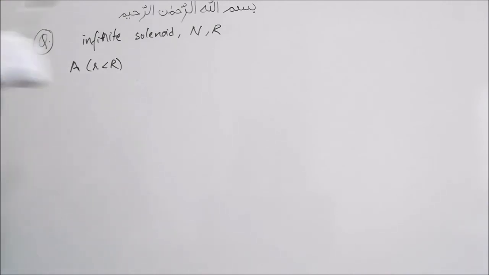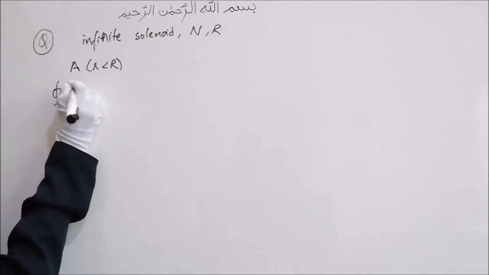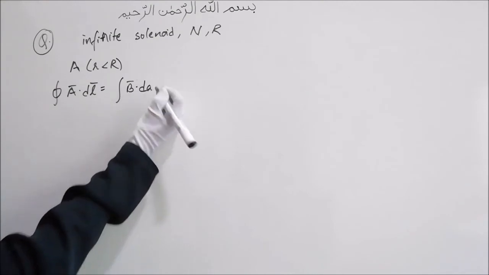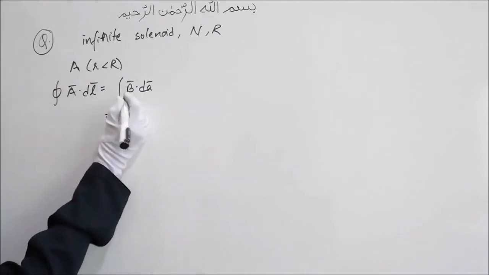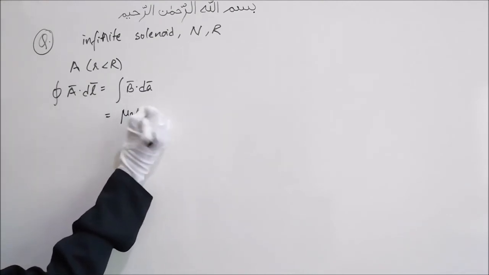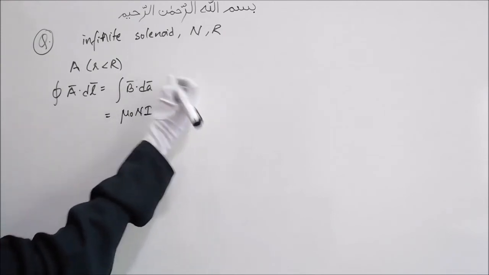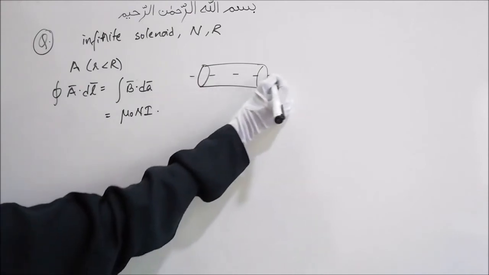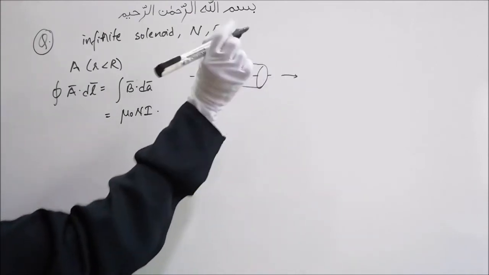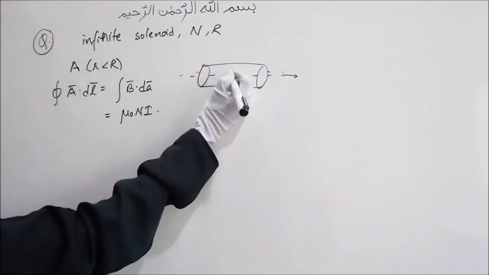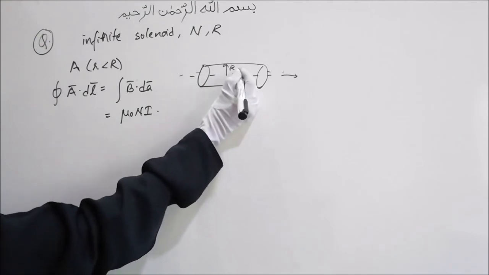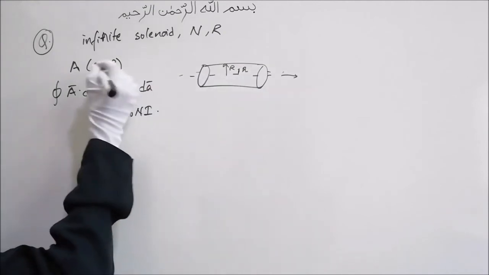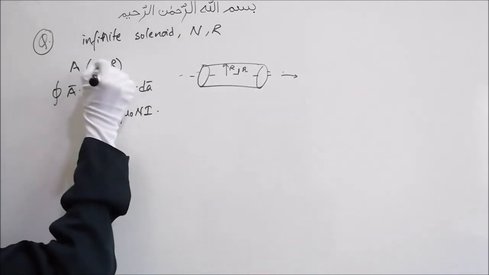Now since it is an infinite solenoid, again we can use this formula: closed integral A bar dot dl bar is equal to the integration of B bar dot dA. The magnetic field due to an infinite solenoid is mu naught n I. Let's say this is the axis and this is the infinite solenoid. The entire radius is R, and we have to find the vector potential at a distance small r, which is less than R.